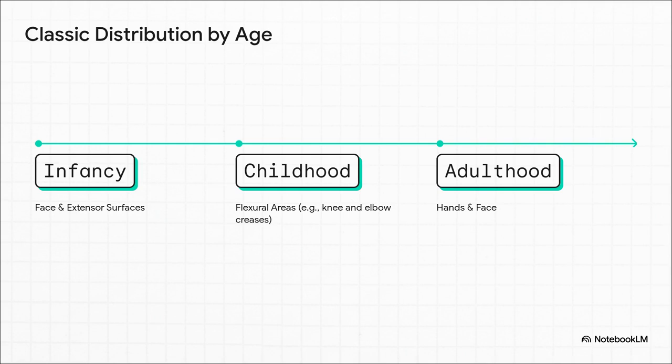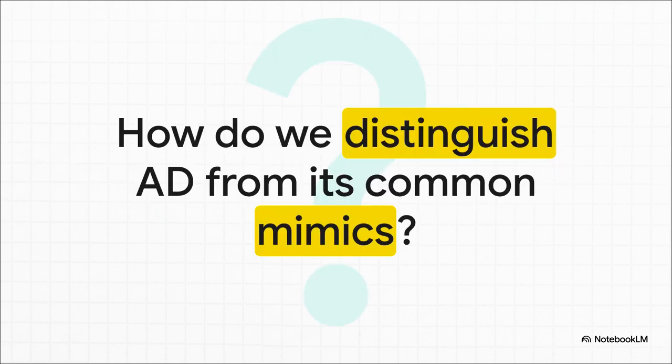By the time they're teens or adults, it often settles on the hands and face. But a lot of patients don't play by these rules and can have widespread disease. So with all these different faces, this variability, it's easy to see how you could get tripped up. What are the key mimics you need to have on your radar?